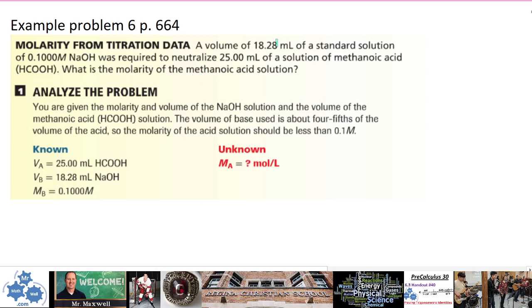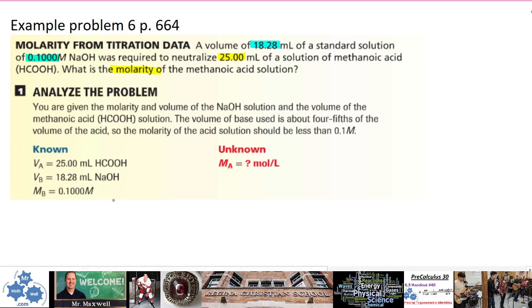Okay, so what's the molarity? Again, we have a volume and a concentration that's known. I have a volume, and I'm trying to find an unknown concentration. So let's just read the first part here. You're given the molarity and volume of NaOH and the volume of methanoic acid. The volume of base used is about 4/5 the volume of the acid, so the molarity of the acid should be less than 0.1.